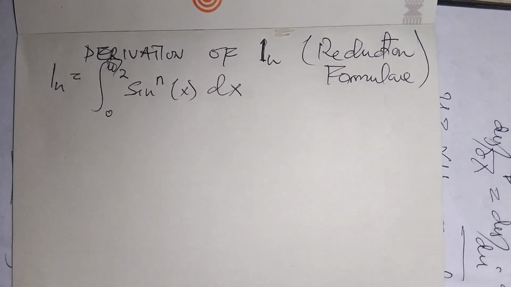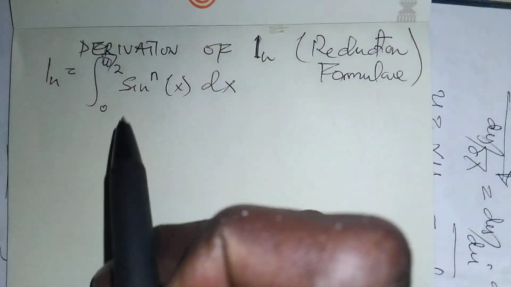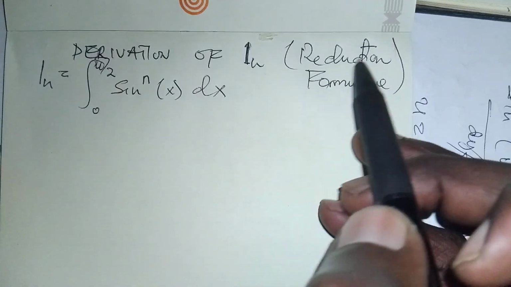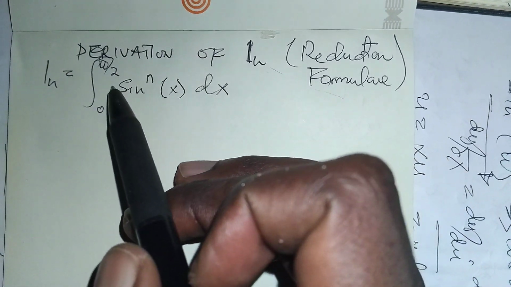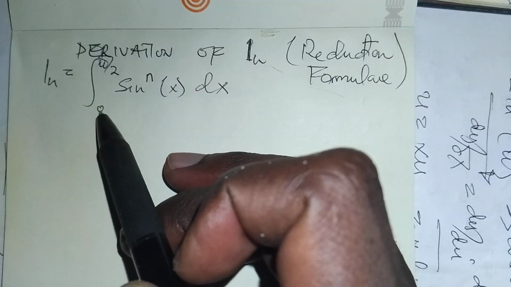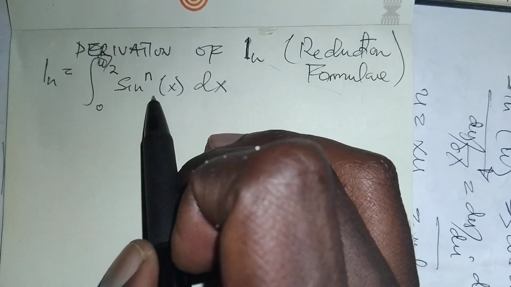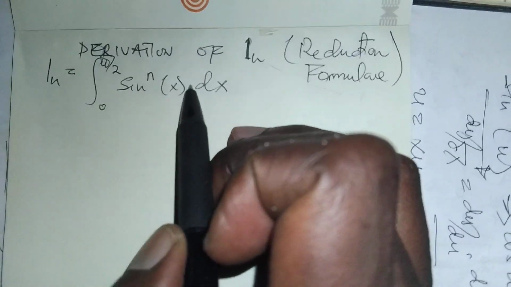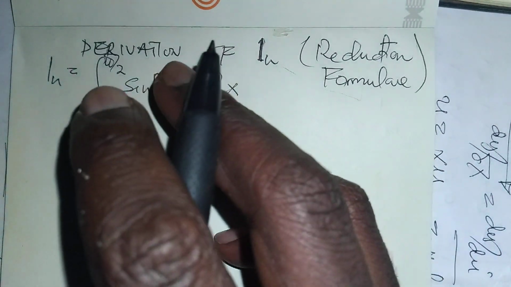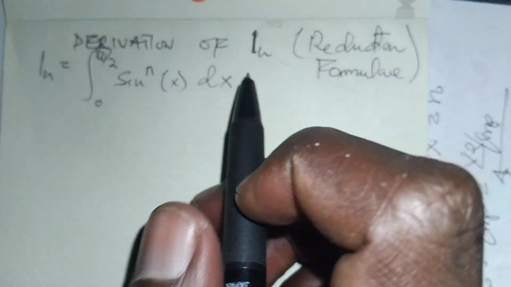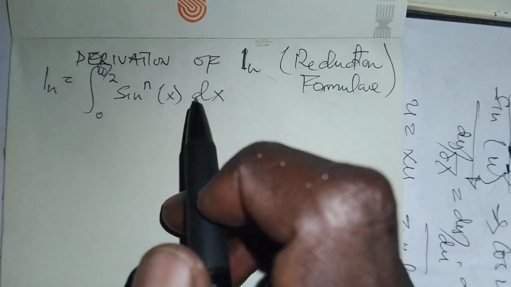Welcome to Vansik Maths. Today we look at how to derive the reduction formula for this kind of function, the integral from 0 to pi over 2 radian of sine raised to n x dx. How do you derive the reduction formula for this kind of function before we solve it?